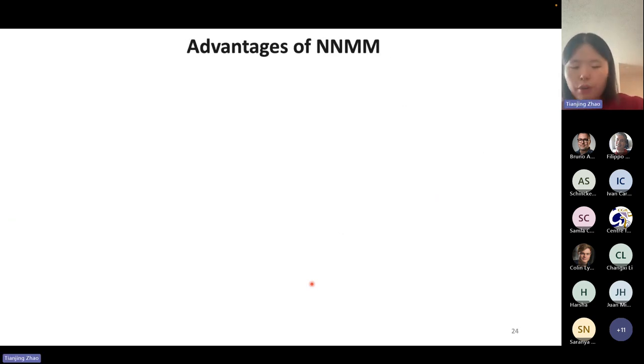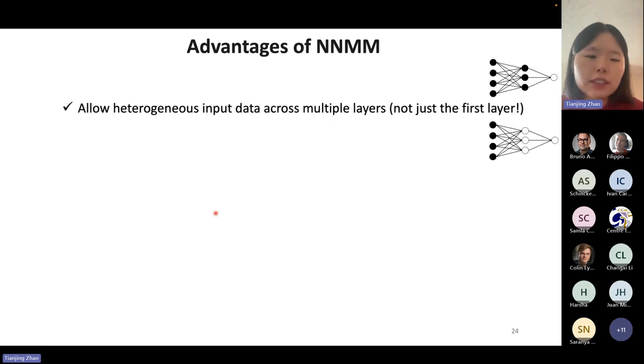Okay, now let me briefly summarize some advantages of NMM. First, NMM allows heterogeneous input data across multiple layers. For example, this is the genotypes in the first layer, and in the middle layer is omics, right? But for all the other general purpose deep learning software, for example, PyTorch or TensorFlow, they only allow users to put everything in the input layer. For example, you put genotype here and you put omics here.